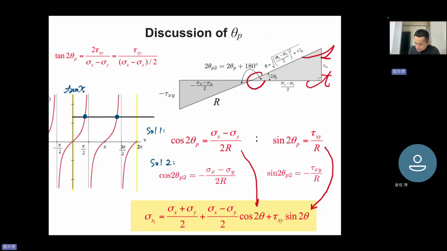All right, so you just get 180 degrees, and this becomes negative sigma x minus sigma y divided by 2, and this is R as well, but the tau here becomes minus. Did you see that? So this new form after rotation, we will do exactly the same thing, right? So your cosine is R divided by minus sigma x minus sigma y divided by 2. So you got this one, and you can compare the two solutions a little bit.